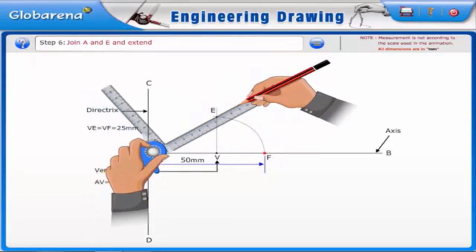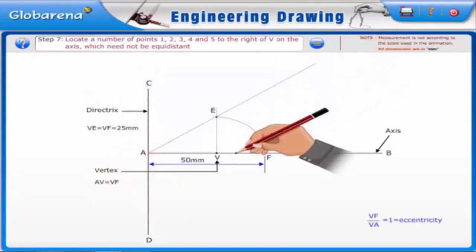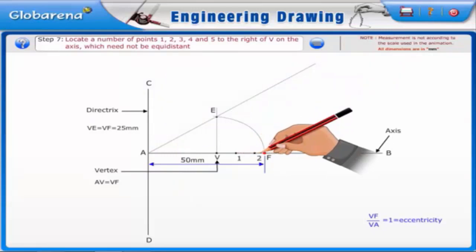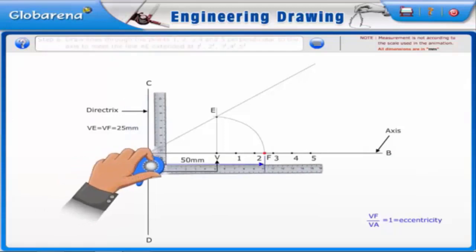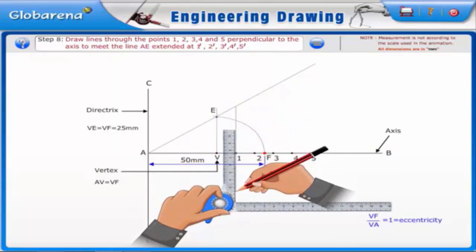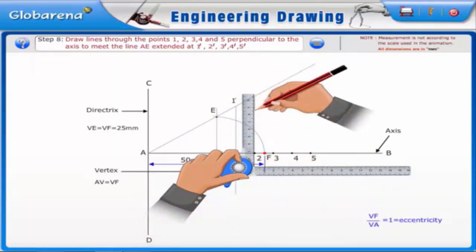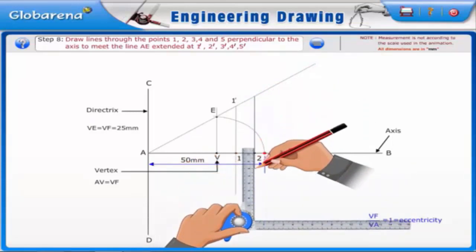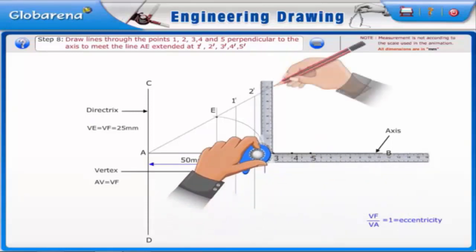Join A and E and extend. Locate a number of points 1, 2, 3, 4 and 5 to the right of V on the axis, which need not be equidistant. Through the points 1, 2, 3, 4 and 5, draw lines perpendicular to the axis to meet the line AE extended at 1', 2', 3', 4' and 5'.